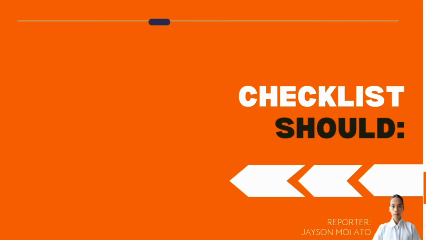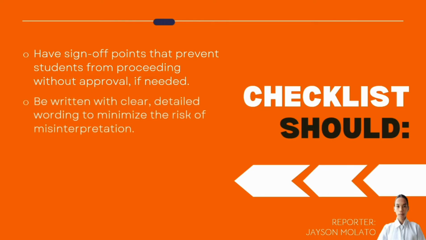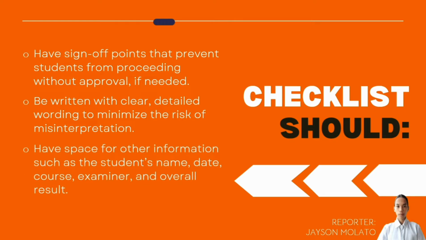The checklist should have sign-off points that prevent students from proceeding without approval if needed. Be written with clear, detailed wording to minimize the risk of misinterpretation. Have space for other information such as the student's name, date, the course, the examiner, and the overall result. And the checklist should be reviewed by other instructors.